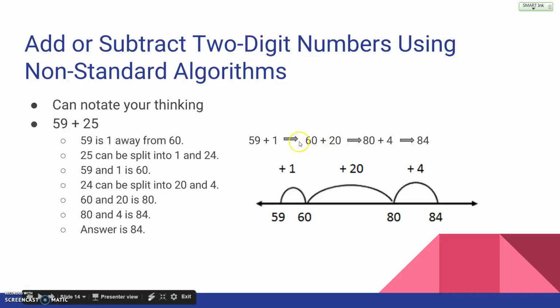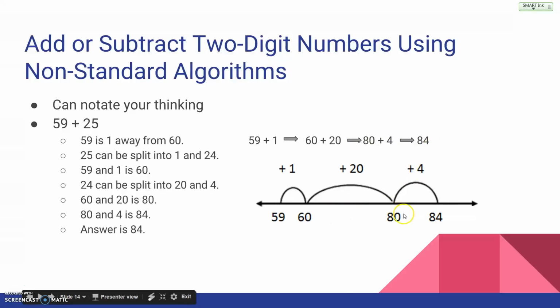Plus 20. This is just a notation to show that this was my first thought, and then it led me here to think about this, and then that led me to think about the fact that I just made 80 here, and I've still got 4, so I'm going to add that 4 to the 80, which leads me to my final answer of 84.